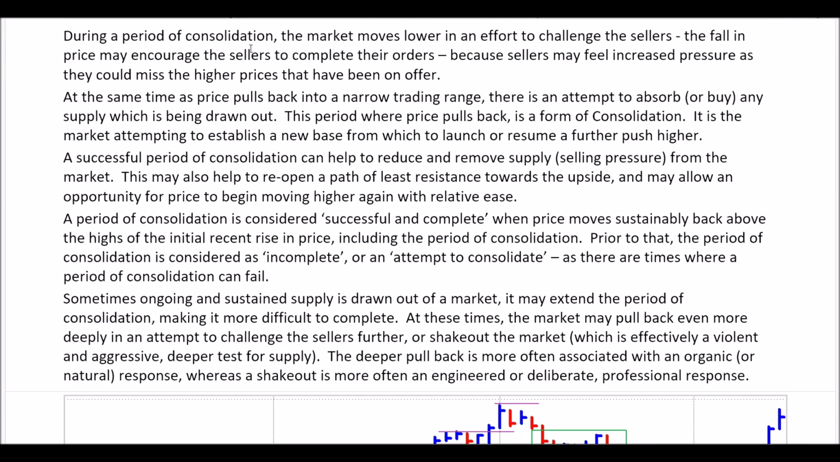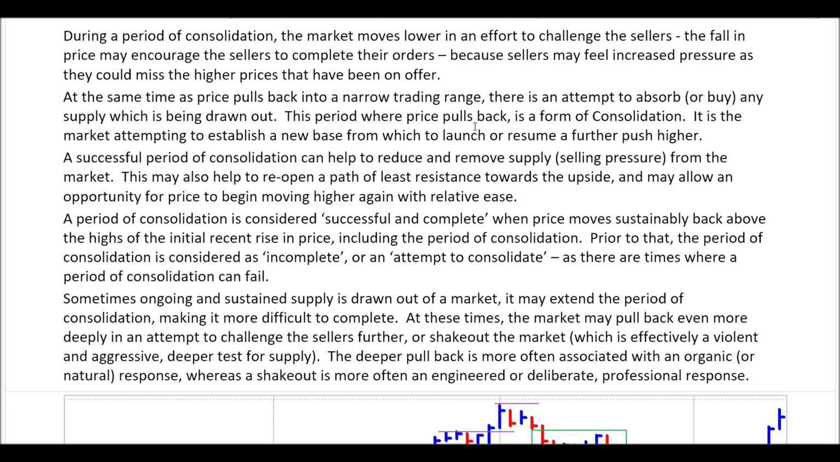During a period of consolidation, the market moves lower in an effort to challenge the sellers. The fall in price may encourage the sellers to complete their orders because sellers may feel increased pressure as they could miss out on higher prices that have been on offer. At the same time as price pulls back into a narrow trading range, there is an attempt to absorb or buy any supply which is being drawn out.